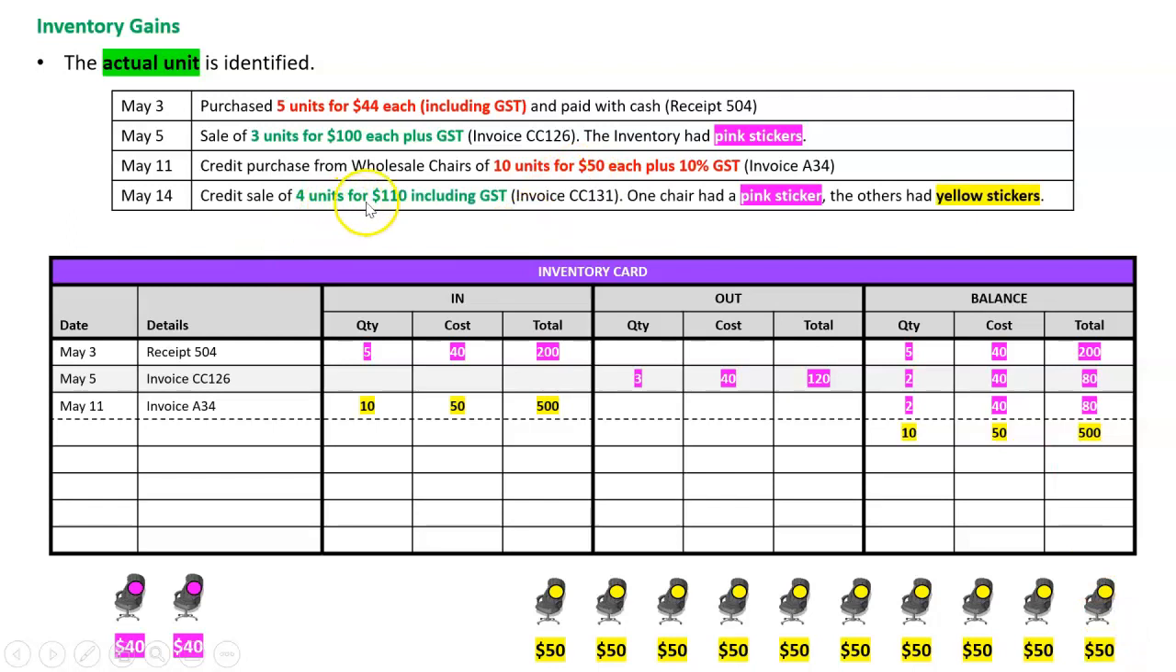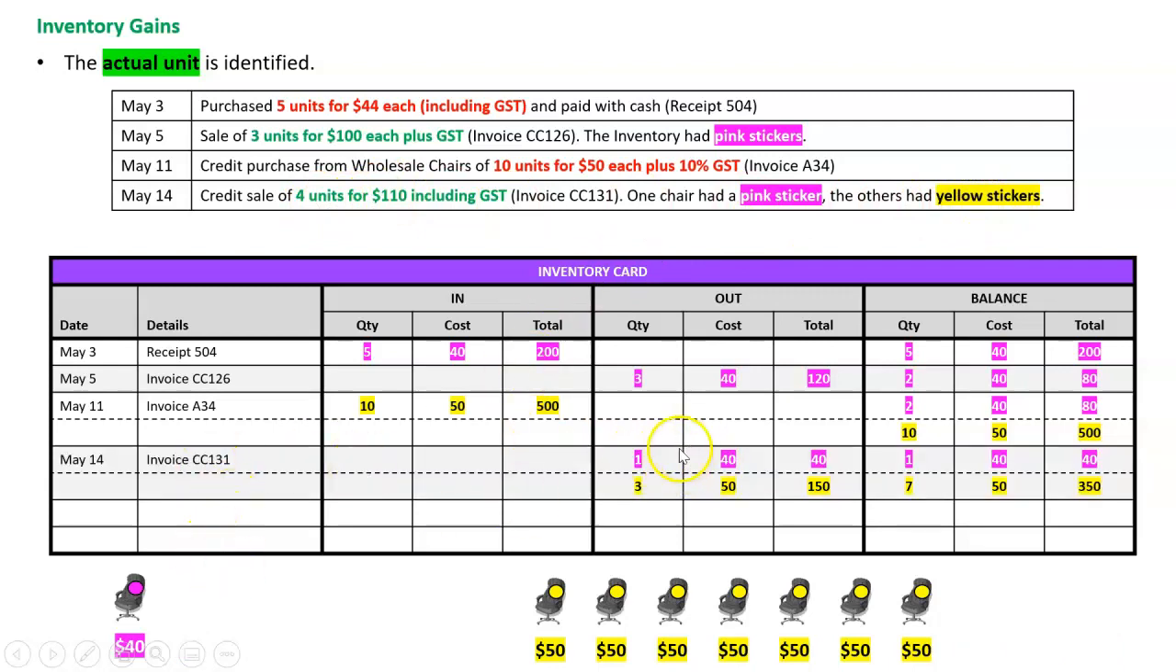Then we sell 4 units for $110 each, including GST. We don't want to see GST in an inventory card, and we also don't want to see the sale price. So I just want to know how many units went out on that cost. And it says one chair had a pink sticker, and the other chairs in that sale, so there were 4, the other 3 had yellow stickers. So that will be an out because I'm selling inventory. I got rid of 1 unit at 40 and 3 units at 50. So I am left with 1 unit at 40 here. And I've got 7 units at $50, and I've put yellow stickers on those.